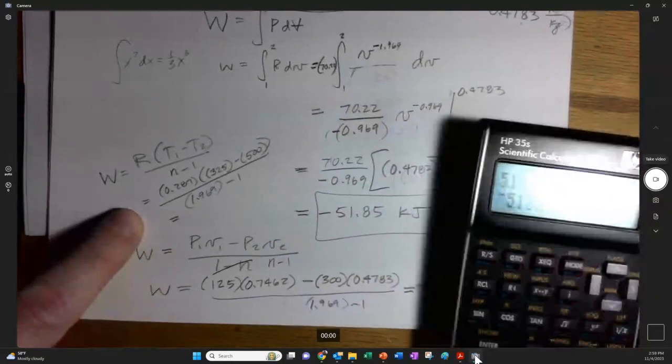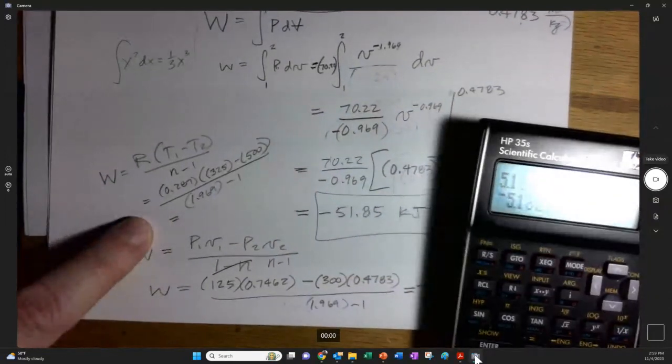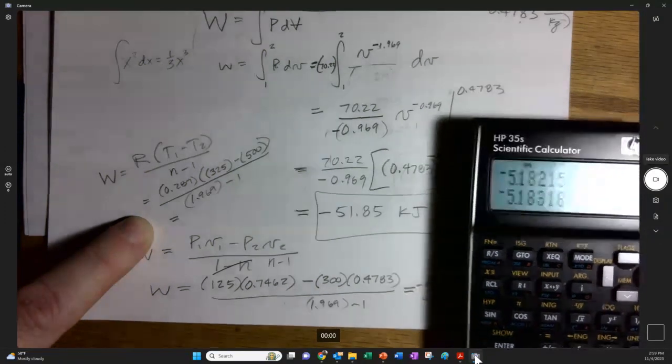I wrote it right there. So 325, 500 minus, and then 0.289. Did I write the 287? 287, I think. Times, and then 0.969 divided. Yes, you get the same thing. Okay.